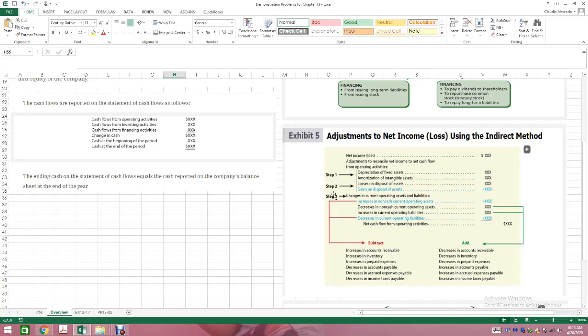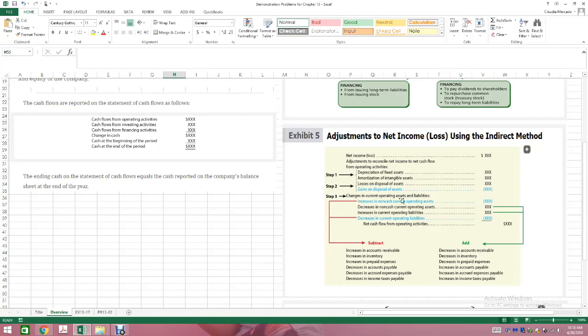Now, step number 2. You have items, you dispose of some of your assets. Maybe you sell a piece of equipment, maybe you sell your land, whatever the case may be. If you have a loss on the disposal of your assets, you add. If you have a gain on the disposal of your assets, you subtract.